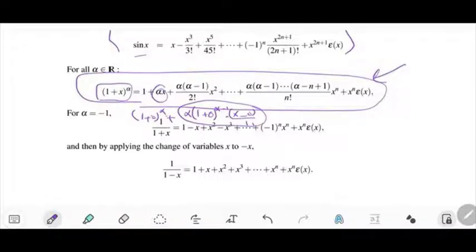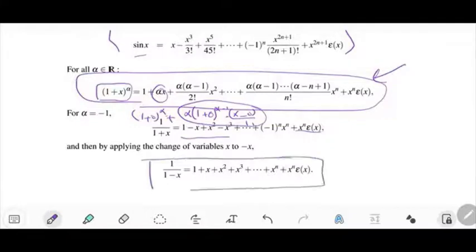Now if we replace alpha by minus 1, we have the same expansion, but we replace alpha only by minus 1, so it will be 1 over 1 plus x, so it will be written as 1 minus x plus x^2 minus x^3, which is the expression that we started with in the beginning of the chapter, plus x^n epsilon of x, of course. And if we apply the change of variables replacing x by minus x, we'll obtain also the same formula that we had in the beginning of the chapter for 1 over 1 minus x.